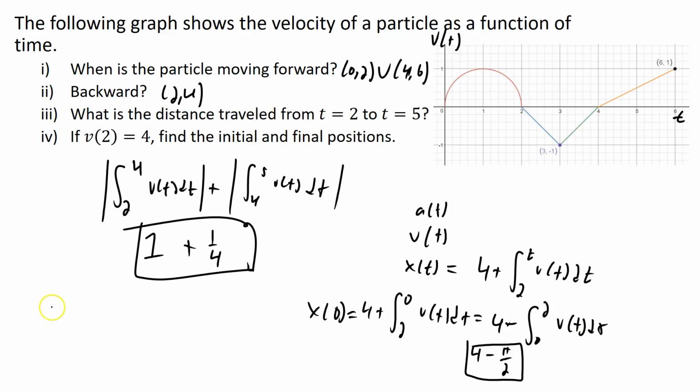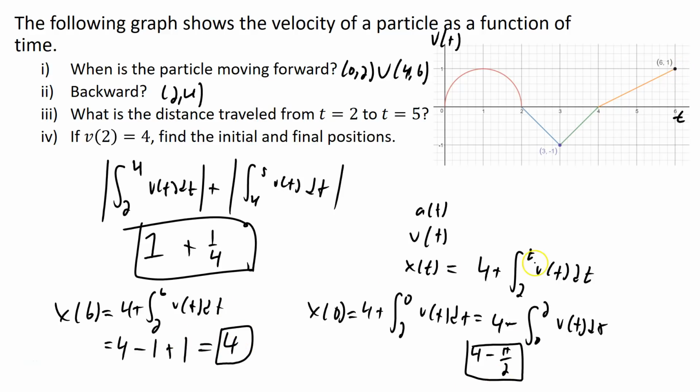And I also asked for the final position. So final position, x of 6, is going to be 4 plus the integral from 2 to 6 of v of t dt. Now this time, the negative area is going to count as negative, because that means we're going backwards, and then the positive will cancel some of that out. I don't know if it'll cancel all of it out, but it'll be close. So that's 4, and it's going to be minus this guy down here. We already found that, it's 1. And then plus, let's see, 1/2 base times height, 1/2 times 2 is 1, times 1 is 1. Oh, they cancel out, so it's 4.